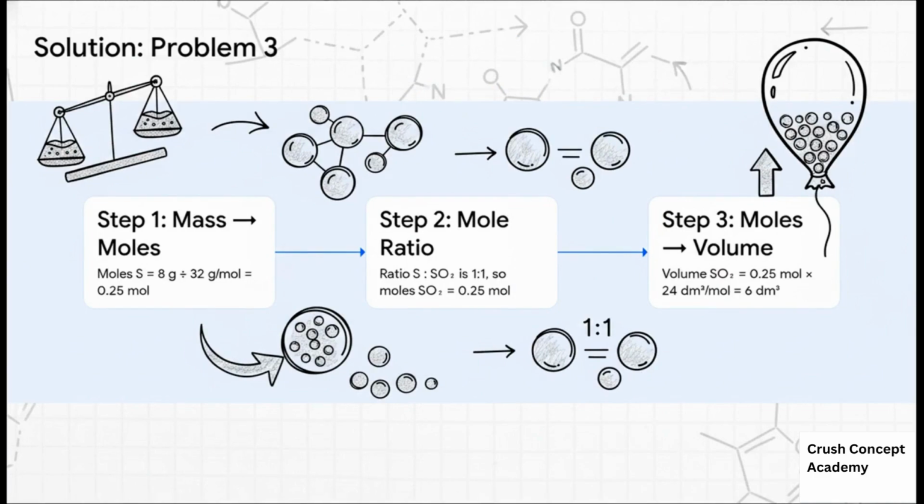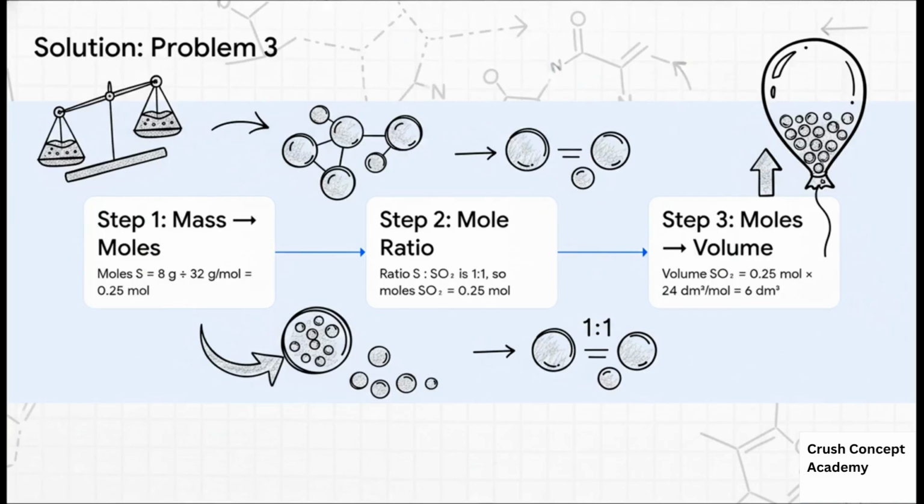Step 1, convert that mass into moles. Remember, moles is just mass divided by molar mass. So 8 grams divided by 32 grams per mole gives us 0.25 moles of sulfur. Easy enough. Step 2, we need to use the mole ratio from the balanced chemical equation. Looking at the equation, the ratio of S to SO2 is 1:1. So if we start with 0.25 moles of sulfur, we're going to produce 0.25 moles of SO2.